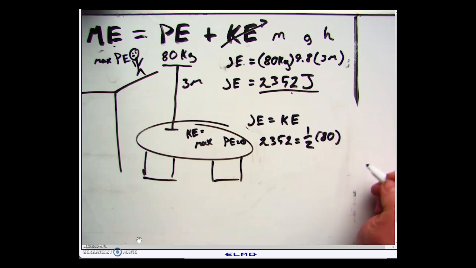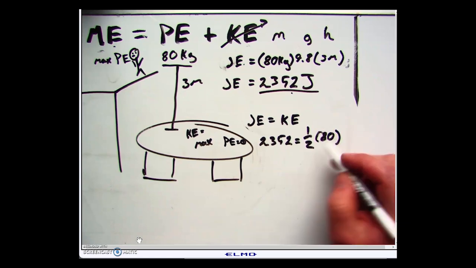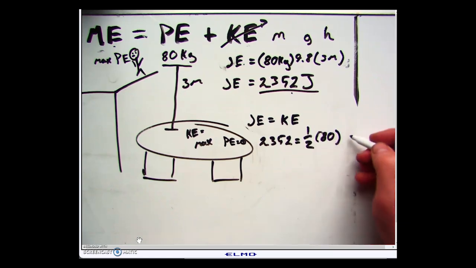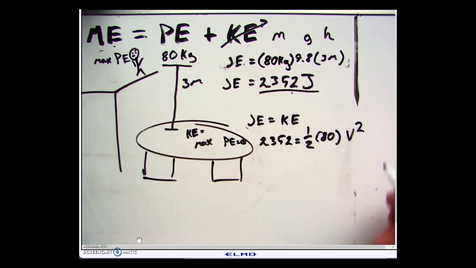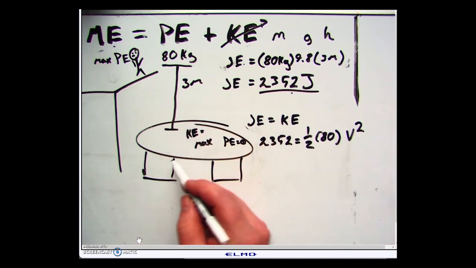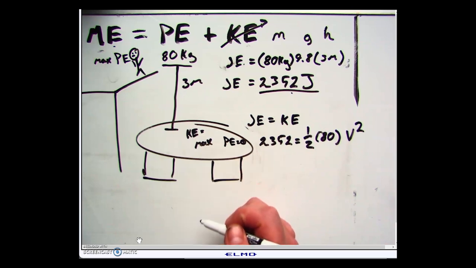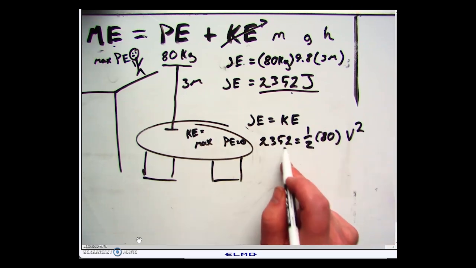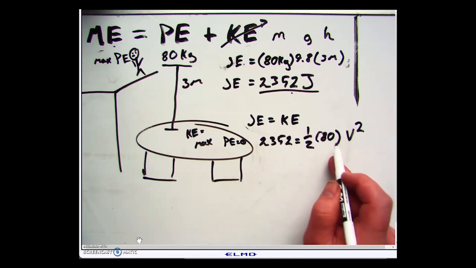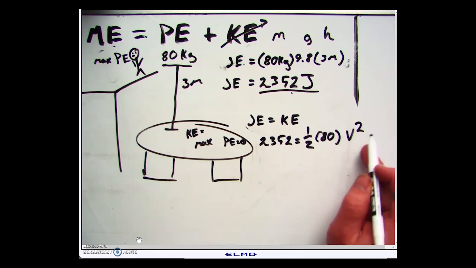1/2 times 80. And it's 1/2 in the velocity. We don't know the velocity yet. That's actually what we're looking at. We're trying to figure out how fast Jimmy's going when he reaches the trampoline down there. So 2,352 joules is equal to 1/2 times Jimmy's mass times his velocity when he hits the ground.